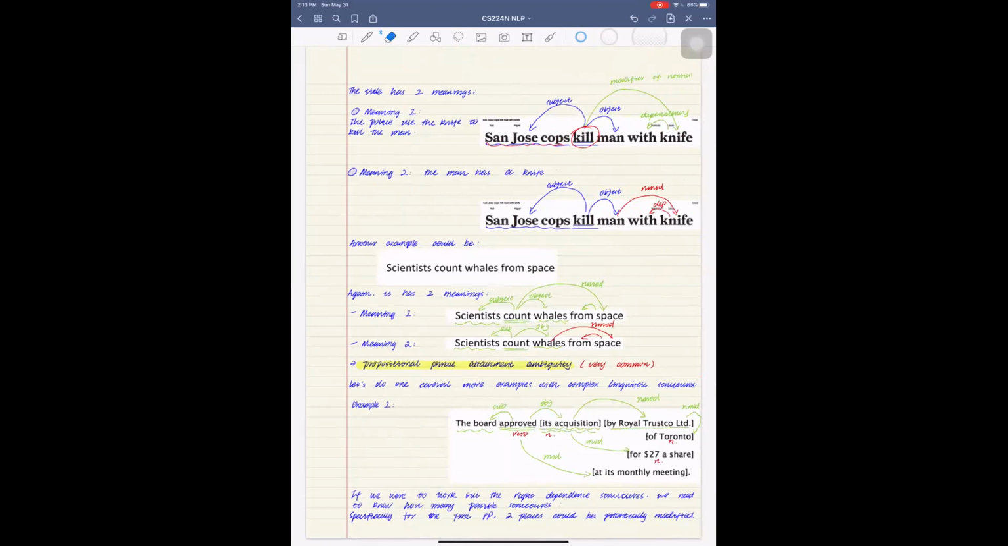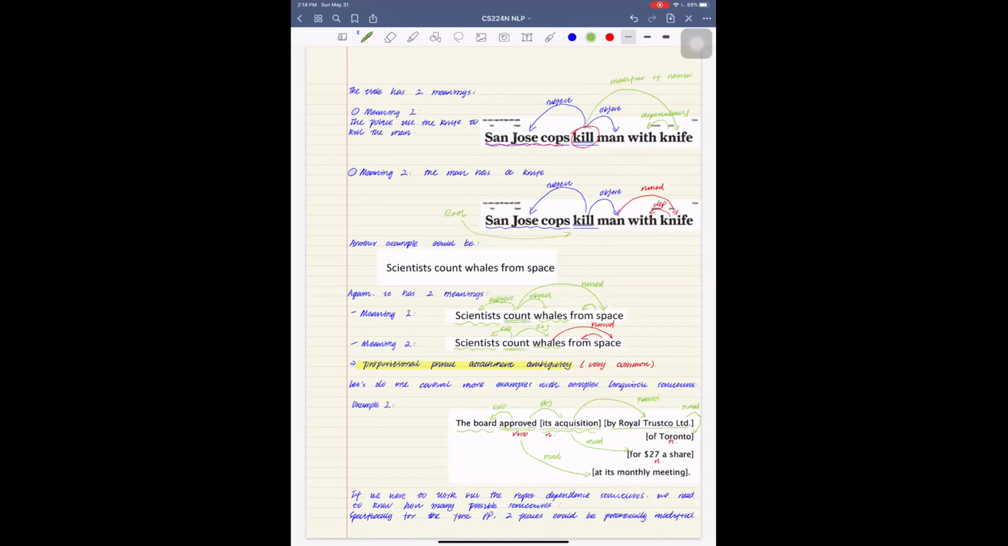The second meaning is, Sanjo's cops actually kill the man with a knife. That is, the man has a knife. So the cop killed the man and the man has a knife. If that's the case here, then again we're going to start from the root here, right? And the root is going to be linked to kill. Yes, kill is actually a dependent of the root right here, right? So after that, we can do a little bit more.